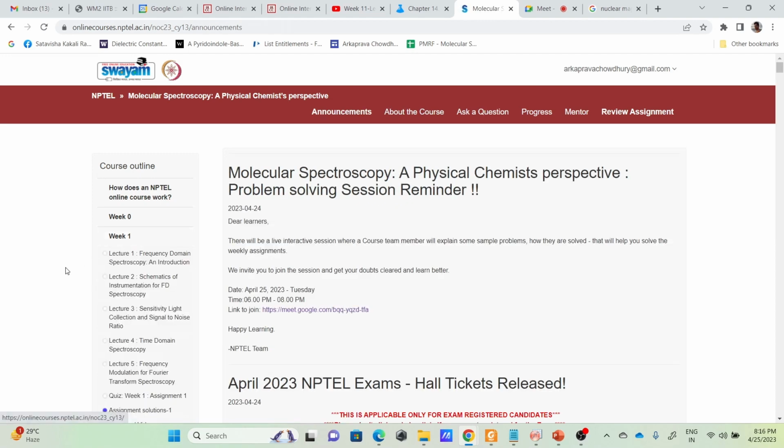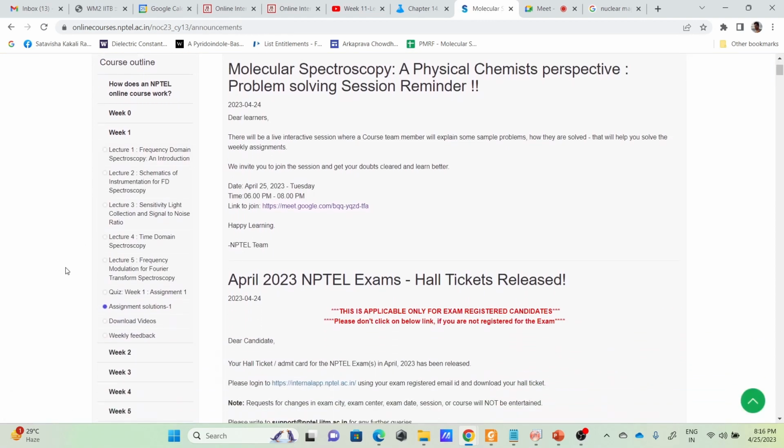So in week one, there were 5 lectures on frequency domain spectroscopy. Then you were introduced to the Fourier transformation, right? Fourier transformation in frequency domain: time domain to frequency domain is the natural one that we use in a spectrophotometer, in a UV visible absorption spectrophotometer or in a spectrofluorimeter, that is the frequency domain measurement.